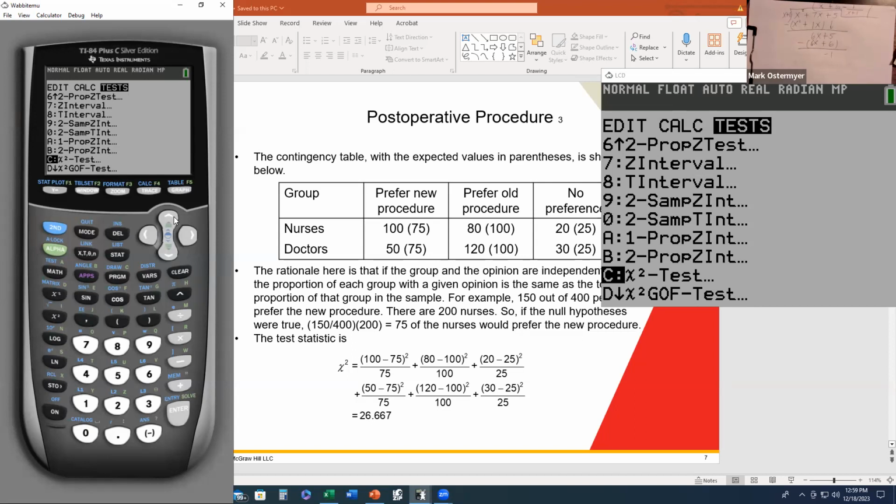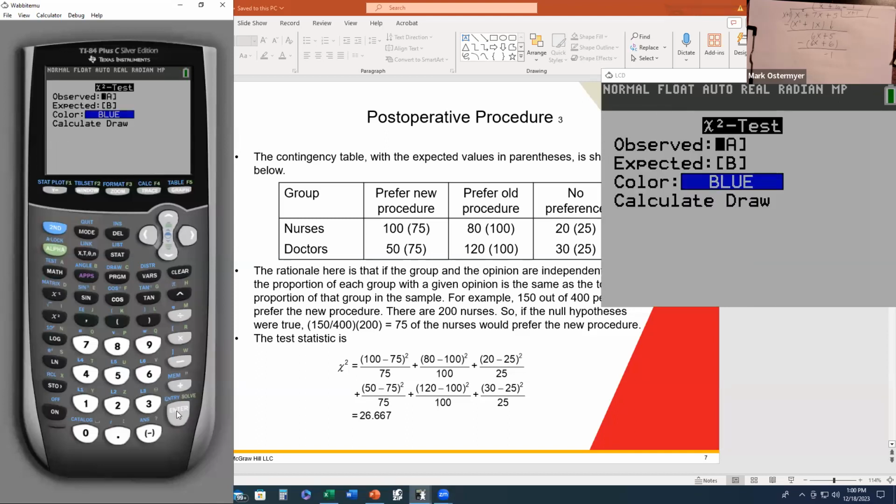Does every one of our calculators out there have this test available? I think they all do. If there was any question, it was last week with the goodness of fit test. But I think all the TI-84s have the chi-square test of independence function. Even my old TI-83 calculator has this one. All right, hit enter to activate the test.